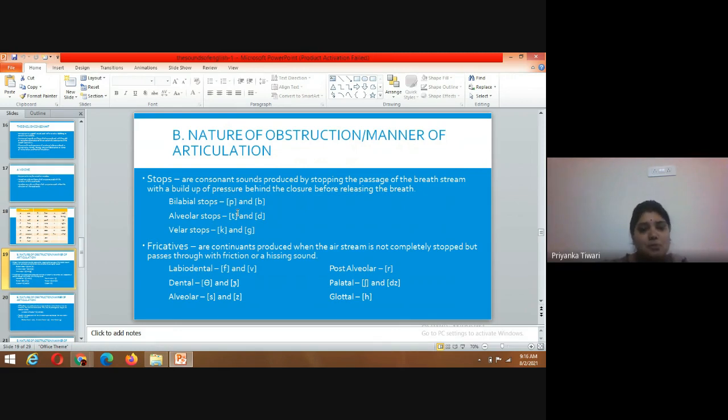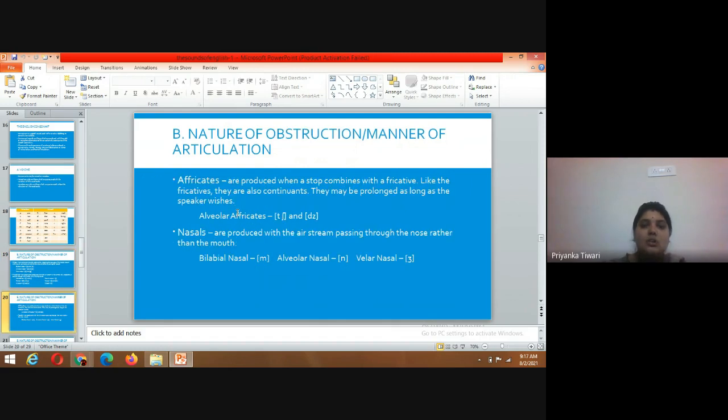Then velar stops k and g. Fricatives are continuants produced when the air stream is not completely stopped but passes through with friction or a hissing sound. So labiodental, dental, alveolar, post-alveolar, palatal and glottal fricatives. So, nature of obstruction.